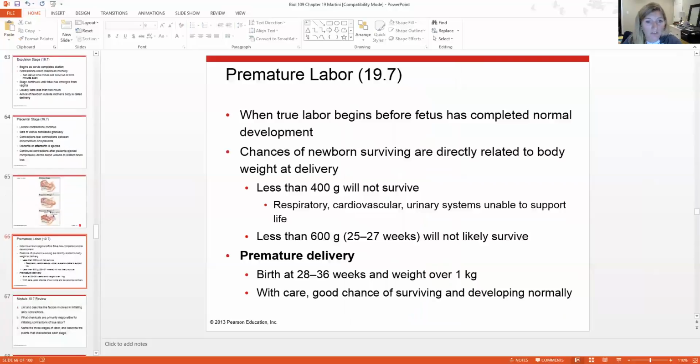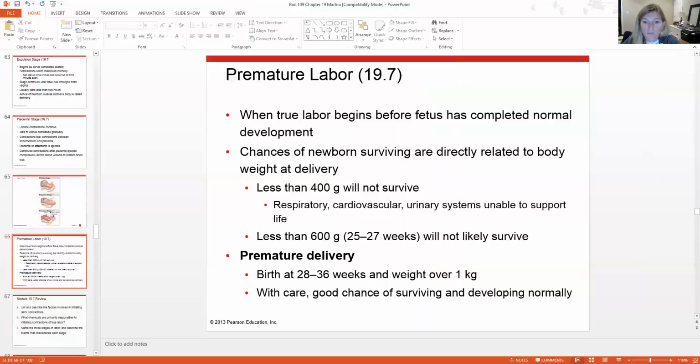Premature labor can occur also. This is when true labor begins before the fetus has completed its normal development. Chances of a newborn surviving are directly related to body weight at delivery. Less than 400 grams, not a very high chance of survival. Respiratory, cardiovascular, urinary systems are unable to support life at that time. Less than 600 grams will not likely survive, but may, depending on the interventions that go about.